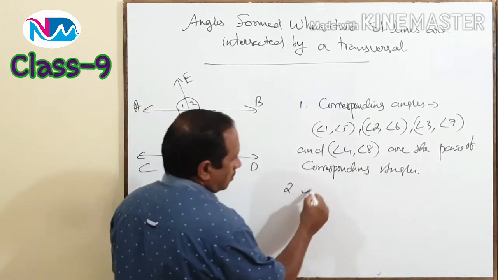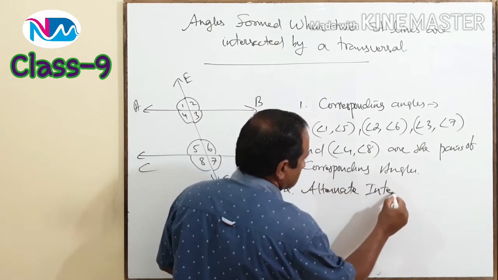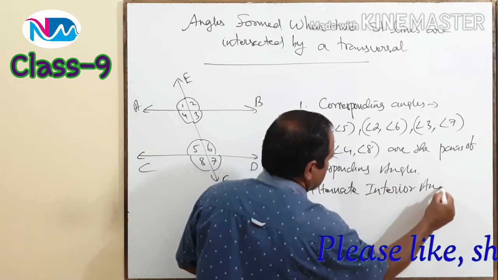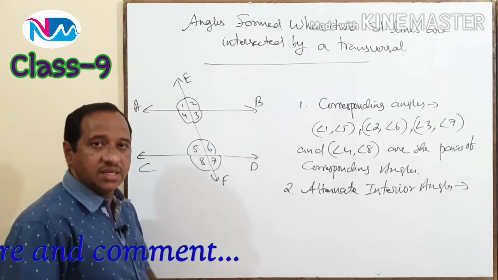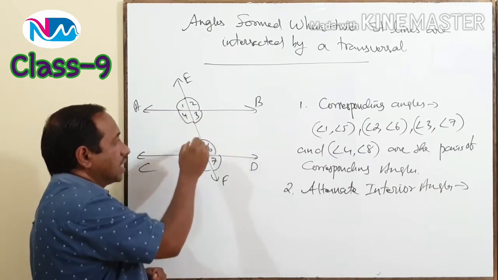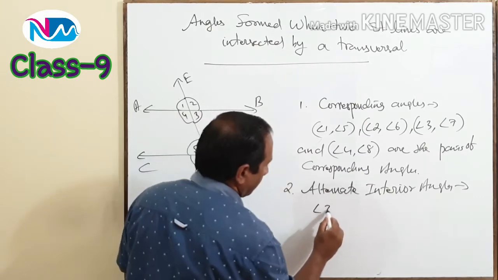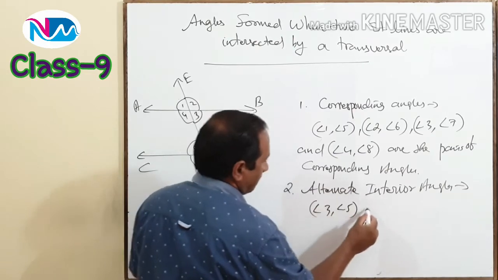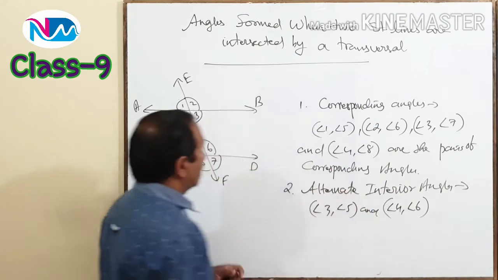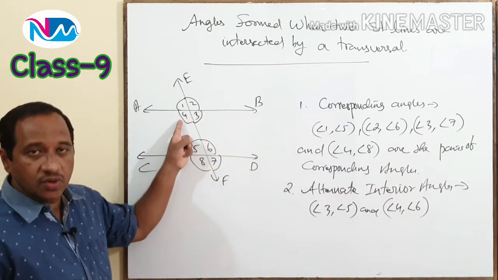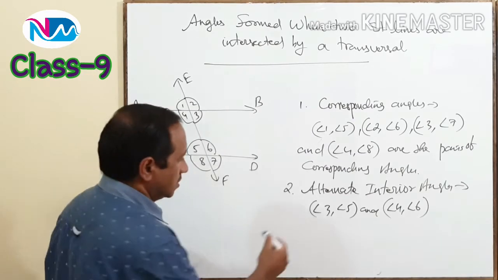Next we have alternate interior angles. We have 2 pairs of alternate interior angles. They are angle 3, angle 5 and angle 4, angle 6. Angle 3, angle 5 and angle 4, angle 6 are the 2 pairs of alternate interior angles.